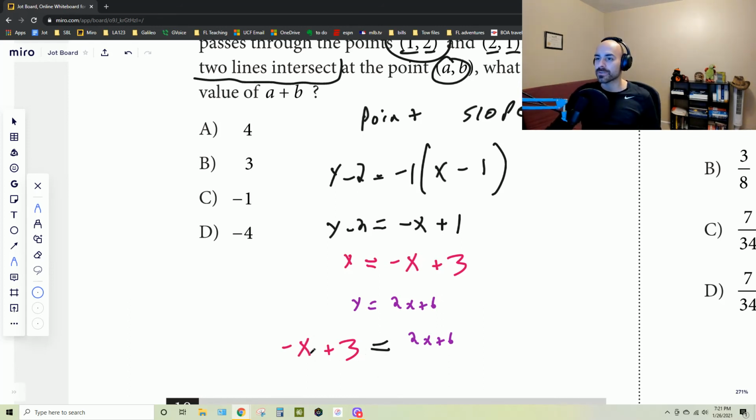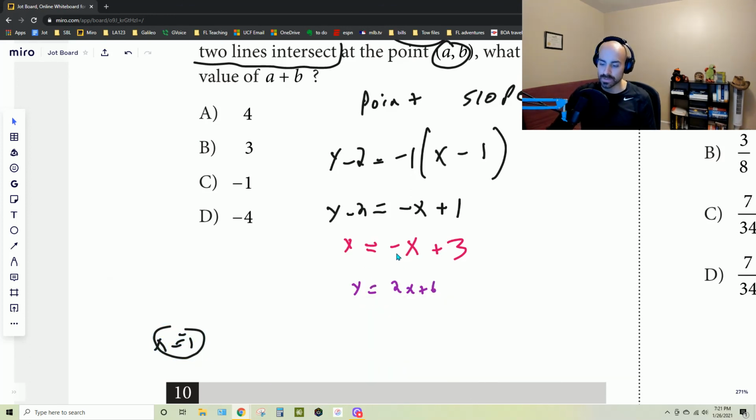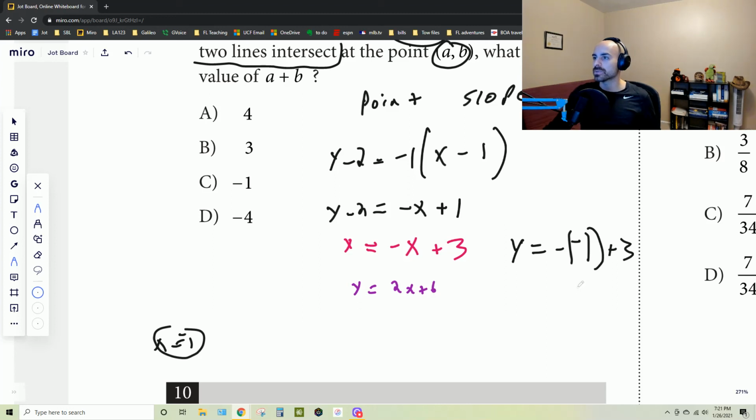We can get x by itself here. I'd rather just move that x over here so I can keep everything positive. So plus x, and then minus 6, so I end up with negative 3 equals 3x, which tells me that x equals negative 1. All right, now that I know that x equals negative 1, I can plug that back into our slope-intercept form equations here, either one, and then solve for y. This one's going to be easier to solve, so I'll plug it into that. So now it becomes y equals negative 1 plus 3, so that ends up becoming just positive 1 plus 3, and then y ends up equaling 4.